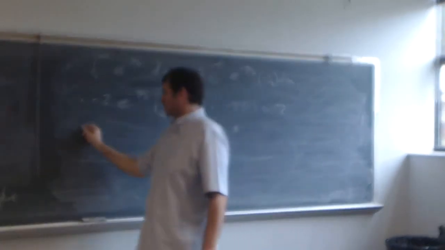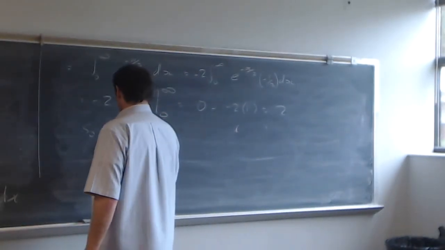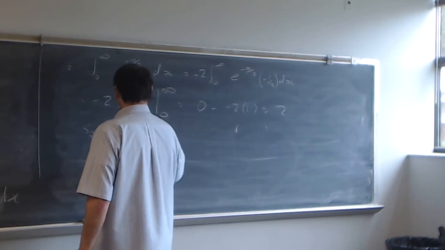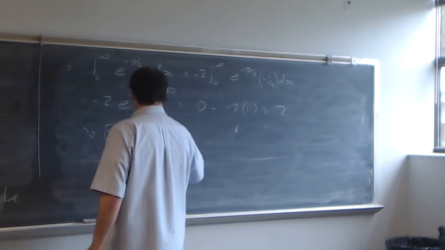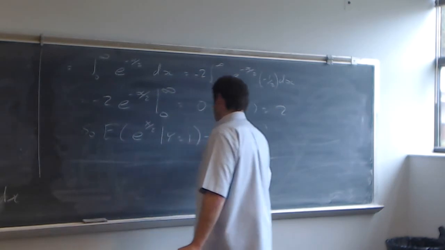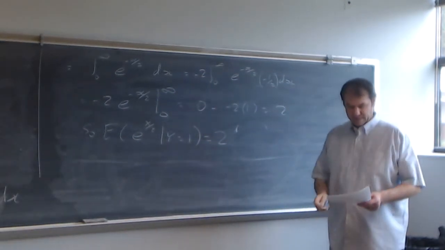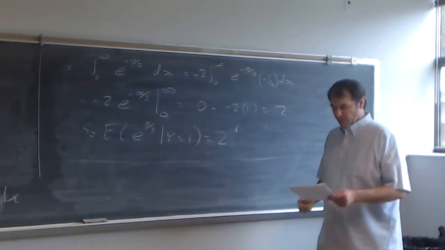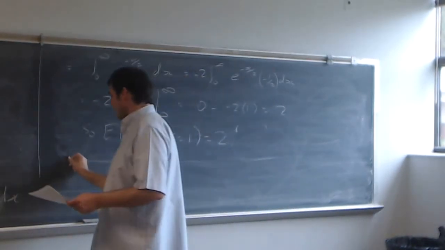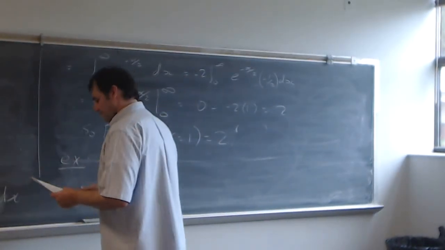So our conclusion is that the conditional expected value of e to the x over 2 given y equal to 1 is equal to 2. That's what we have. So we're done with that example. Here's another example, although it's very abstract.